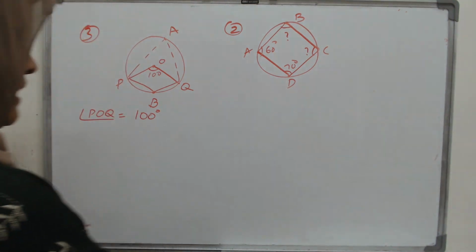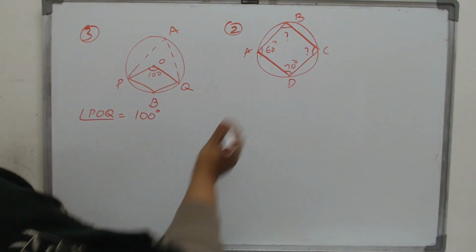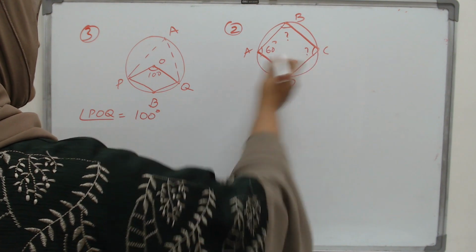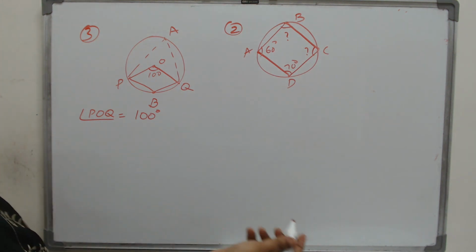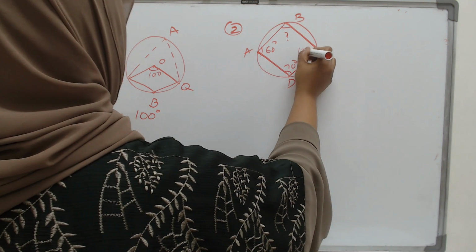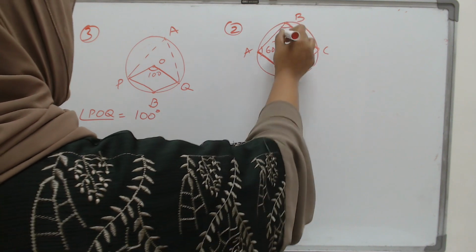Now look at the next question. You have a cyclic quadrilateral. What do you know about them? The opposite angles should add up to 180. So if this is 60, this would be 120, and if this is 70, this should be what?